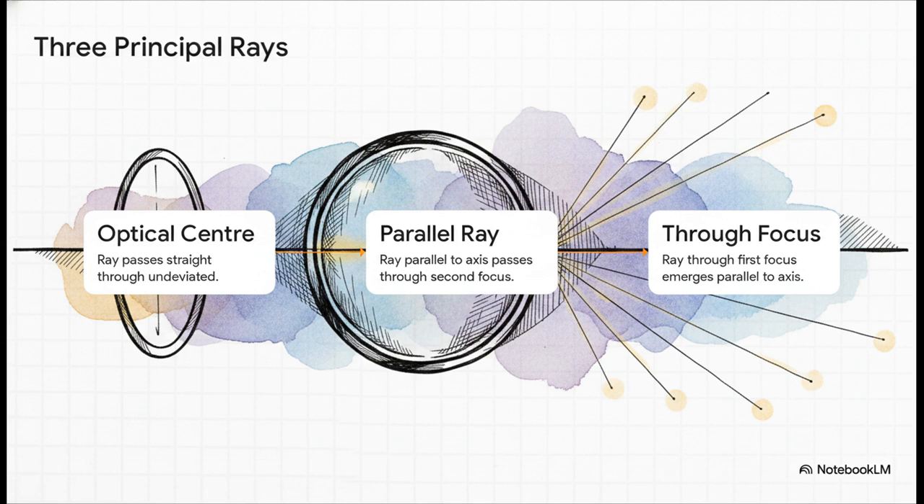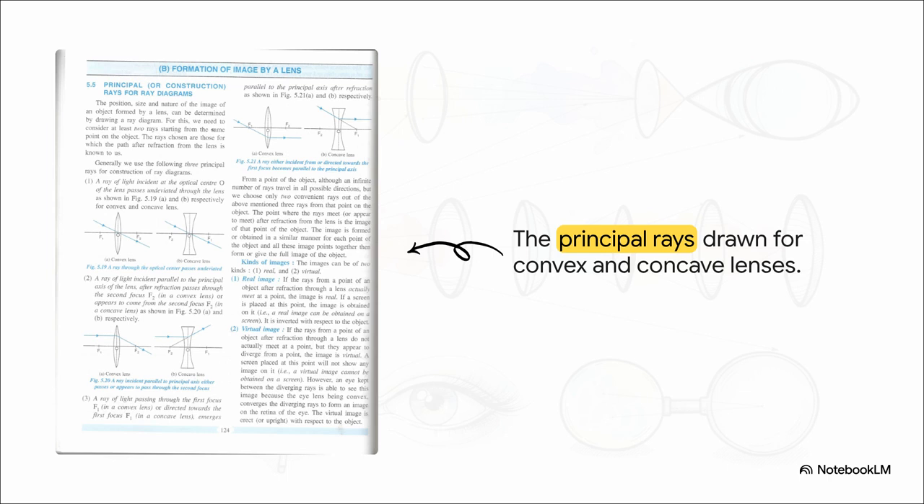Rule 1. A ray passing right through the optical center goes straight through without bending. Rule 2. A ray coming in parallel to the principal axis will bend to pass through the focal point. And Rule 3. A ray passing through the focal point first will bend to come out parallel to the principal axis. Seeing these 3 steps in action totally clarifies everything.